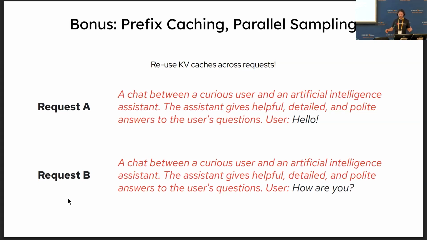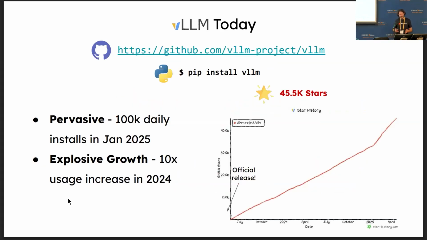So that's something you get for free, along with parallel sampling, which is where you send in maybe a long prompt and you want to generate lots of different completions for it to choose the best response. Instead of having to recompute everything based on the same prompt, that's done once, and then all of those share the same intermediate values. So that was something that was automatically added to vLLM from PagedAttention.